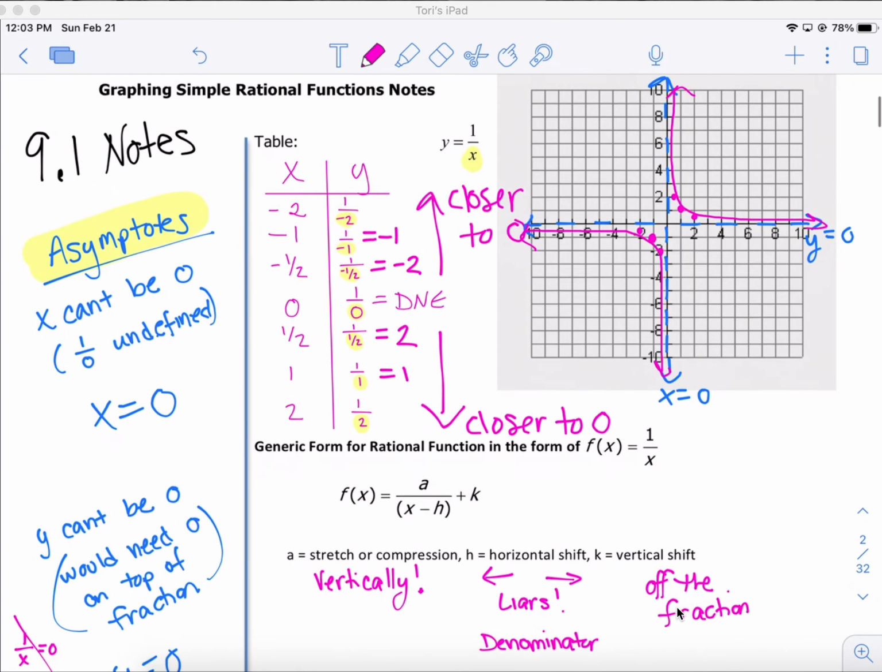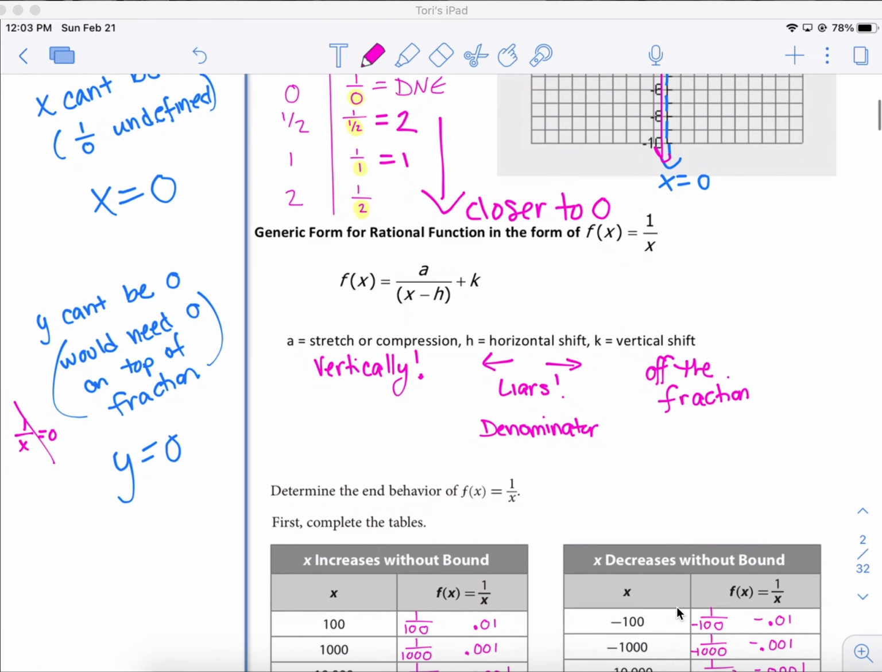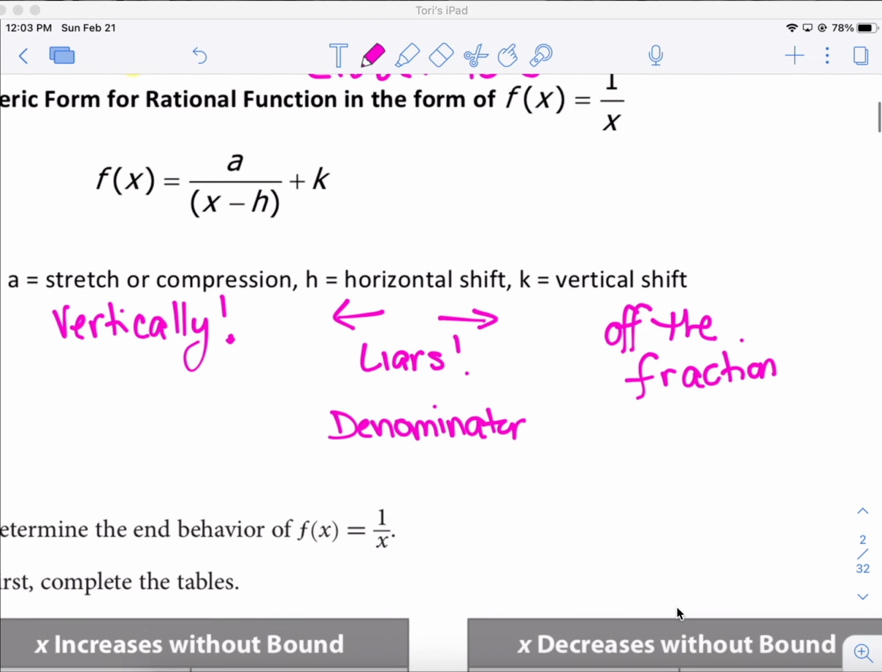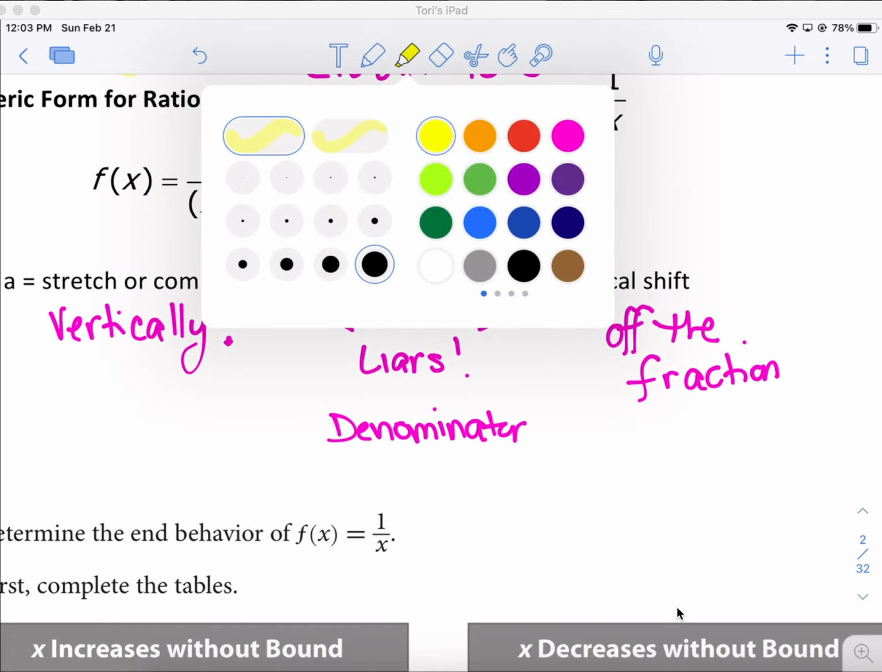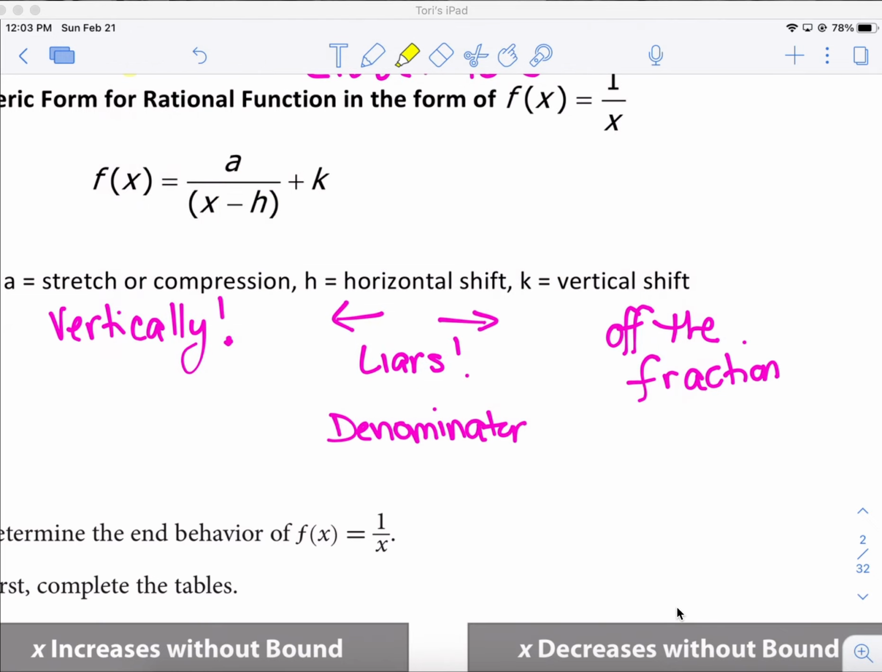okay? All right, let's talk about the transformations real quick. You guys have used these transformations before. Remember that the x in here, let me make that a little smaller, sorry. The x, whoever's in here with the x in the bottom of the fraction, that's moving us left and right. Those are my liars. Remember, if you see x plus 2, you're actually going left. And if you see x minus 2, you're actually going to the right. That number would have to be in the denominator.